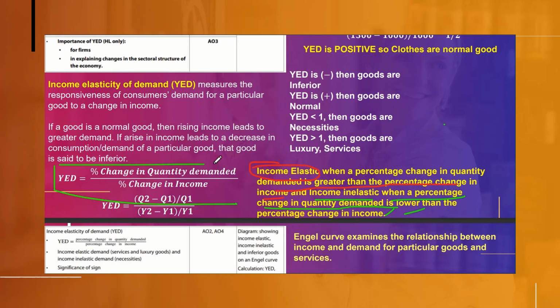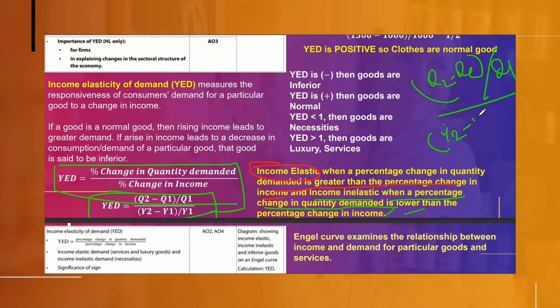You can use it. Again, if you are not able to find this one, you can use the midpoint formula also. So here Q2 minus Q1 upon Q1, divided by Y2 minus Y1 upon Y1. If you are using this formula, this also will help you to calculate the YED value.